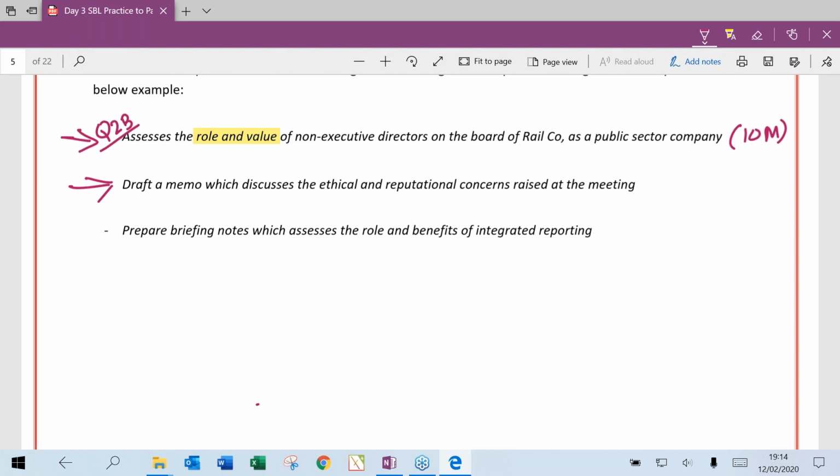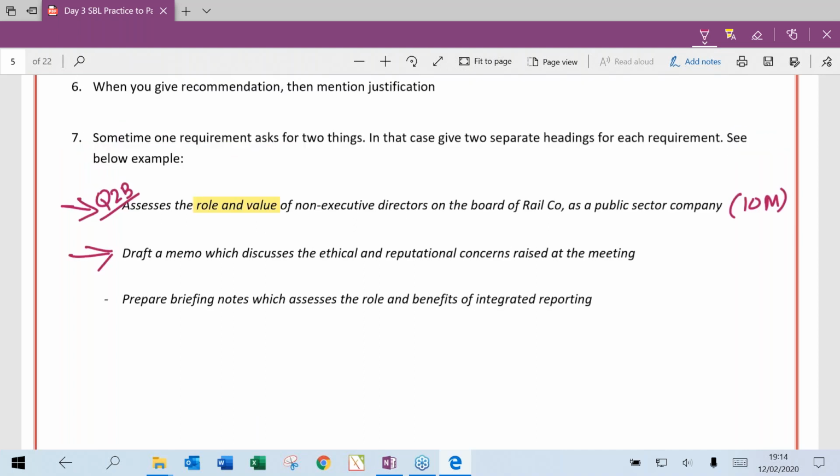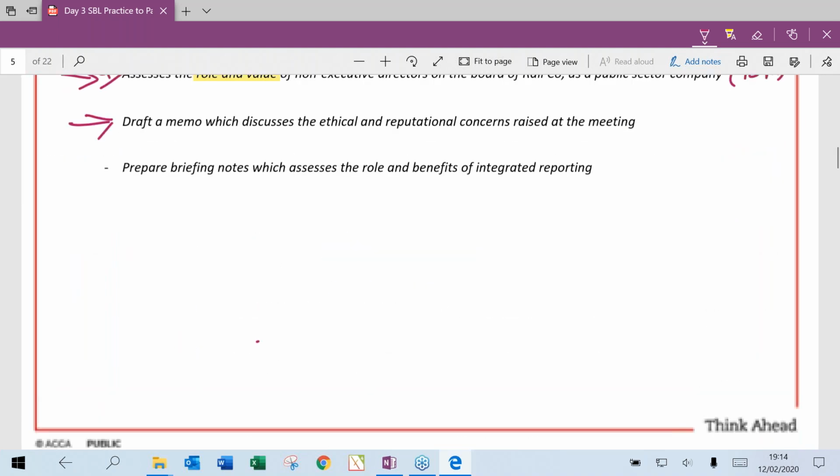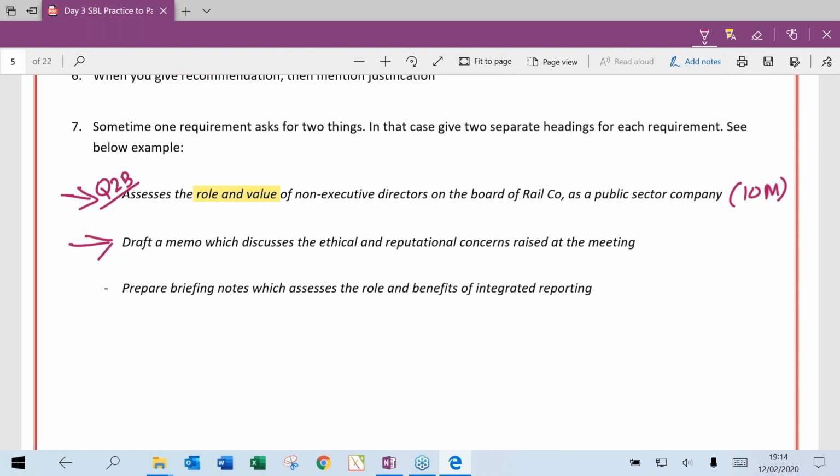And the last example I want to demonstrate is, prepare briefing notes which assesses the role and benefits of integrated reporting. So again, there will be two broad headings: role of integrated reporting, with a few lines or a couple of paragraphs on role. After that, you will give a broad heading called benefits of integrated reporting, and then you will cover those points, right? Very, very important from a presentation point of view. So here we end today's presentation aspects.